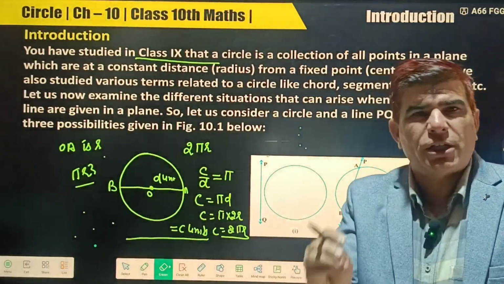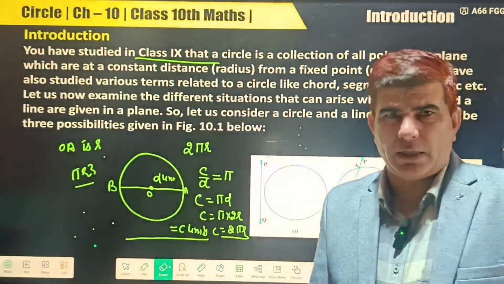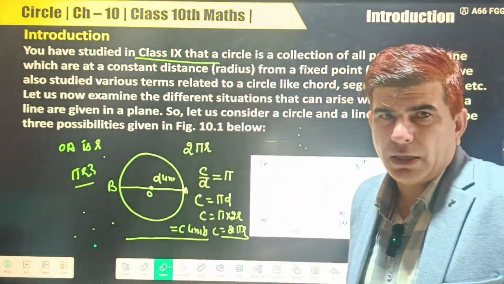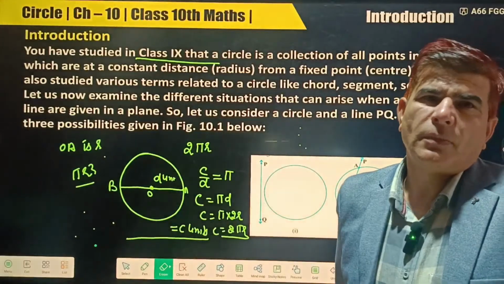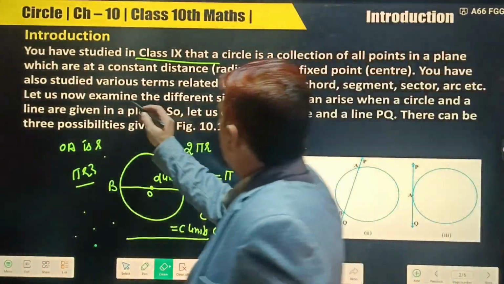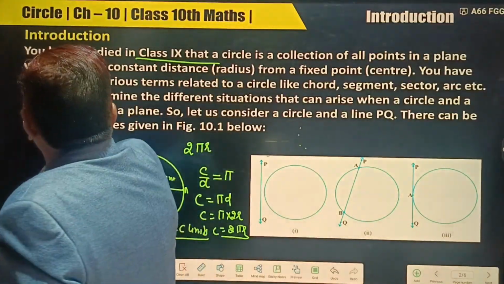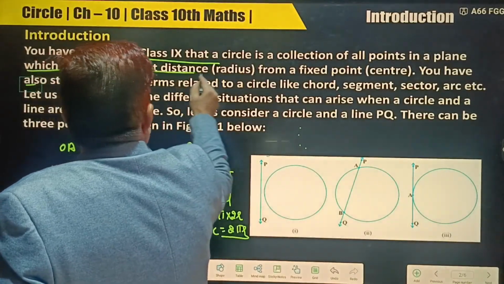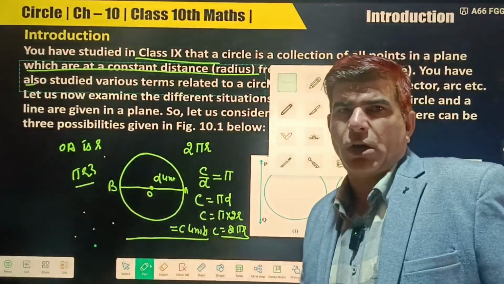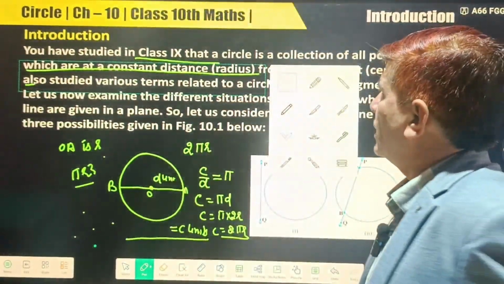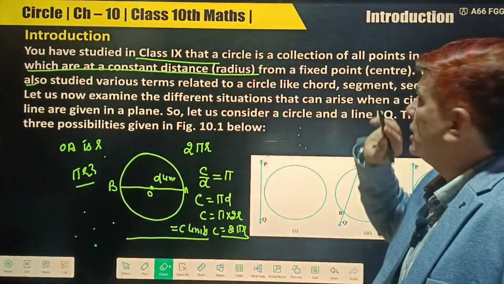Which are equidistant from a particular point. That particular point is known as the center of the circle, and if you join these points, it becomes a circle. They are at a constant distance. That constant distance from the center to the boundary point is known as the radius of the circle, and the fixed point is known as the center of the circle.